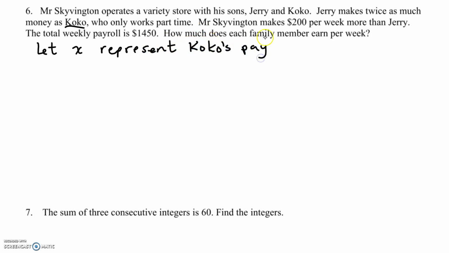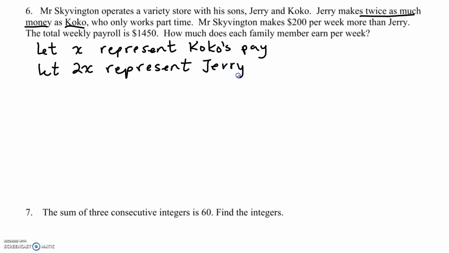So I chose Coco because I need Coco's to get Jerry's. So I'll do Jerry's next. It says here that Jerry makes twice as much money as Coco. So if Coco makes X, Jerry has to make 2X, twice as much. Let 2X represent Jerry's pay.